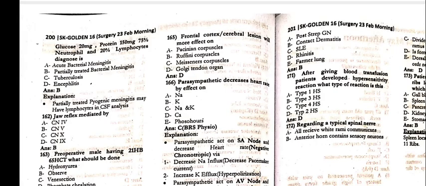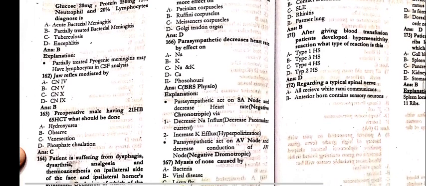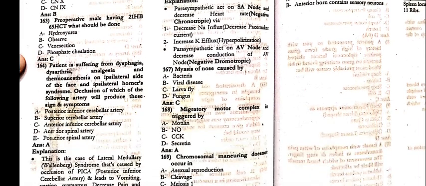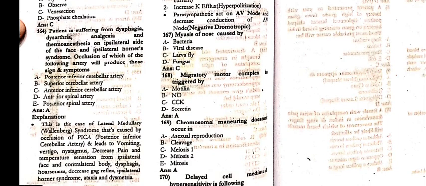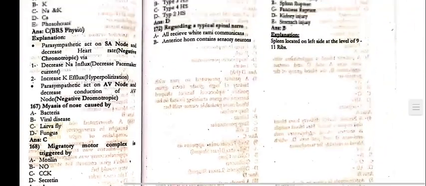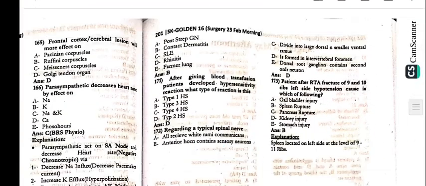165, frontal cortex lesion will more affect the Golgi tendon organ. 166, parasympathetic decreases heart rate by the effect on the sodium and the potassium. 167, myiasis of the nose caused by the larva fly. 168, migratory motor complex is triggered by motilin. 169, chromosomal crossing over does not occur in asexual reproduction. 170, delayed cell mediated hypersensitivity is the following, that is the contact dermatitis. 171, after giving blood transfusion patient develops hypersensitivity reaction.